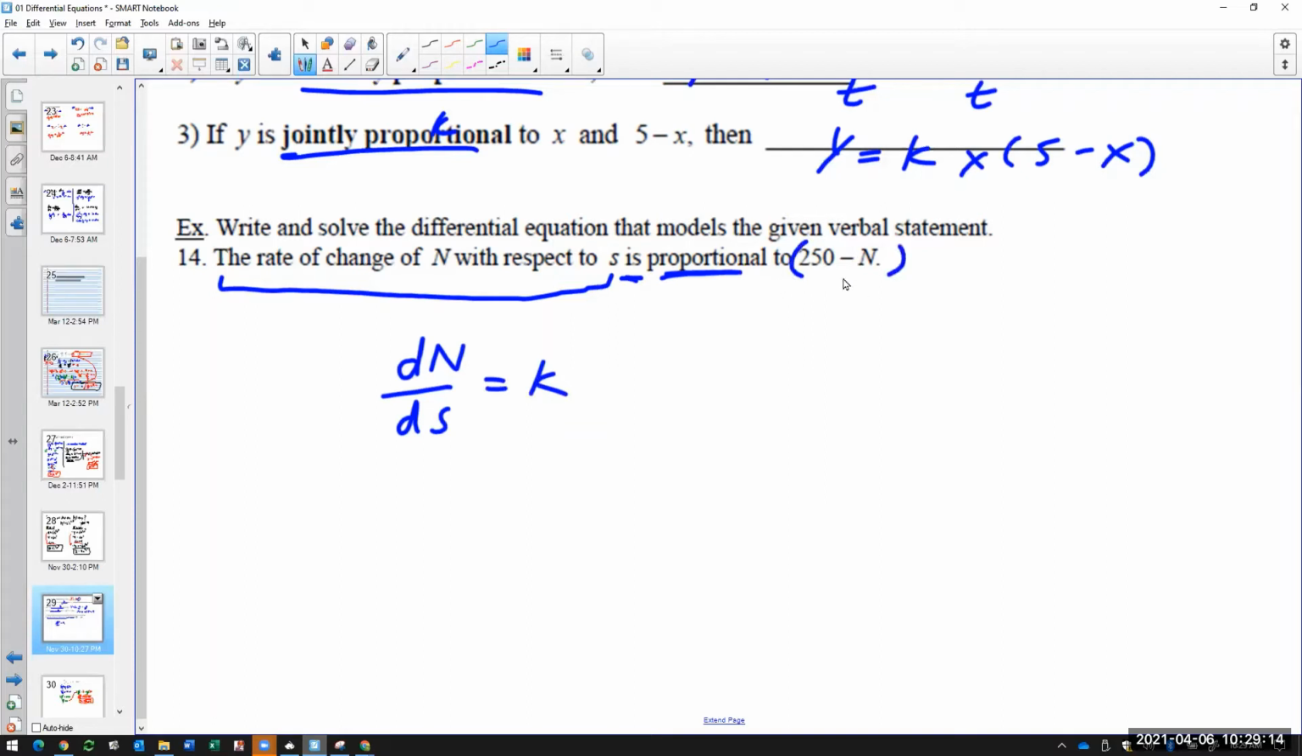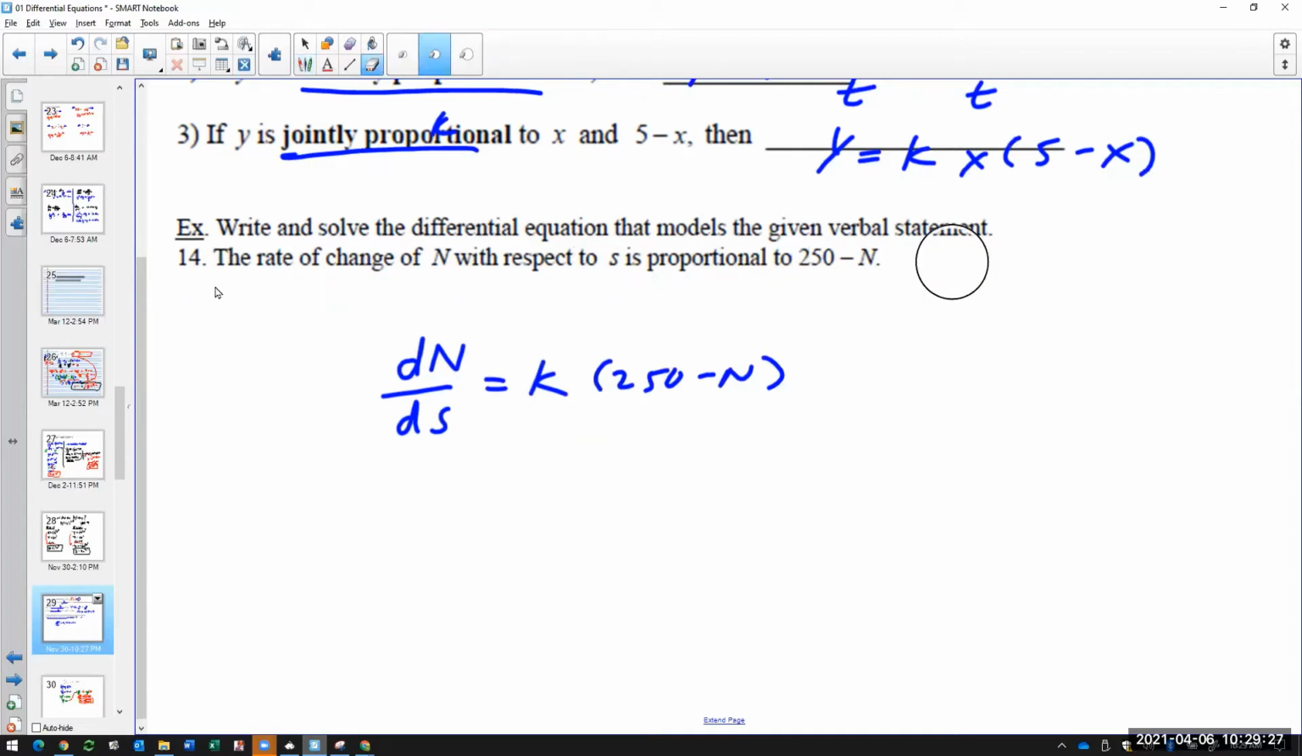Guys, this right here is a family, 250 minus N. So when you put it down as a family, that's what they're saying. The dN/dS is equal to K times 250 minus N. And this is number 14 on your homework, so we can also just do number 14 on your homework together.